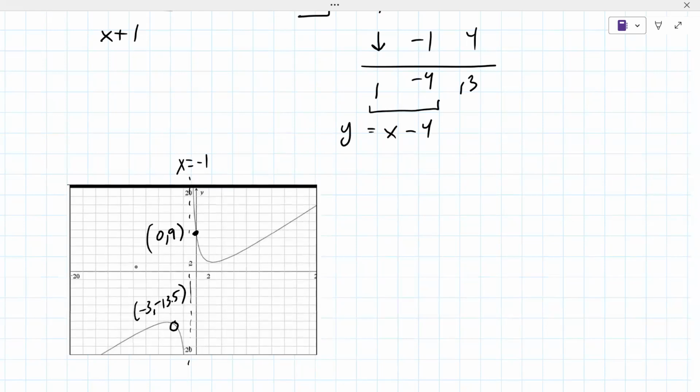All right. So with that, could you come up with the domain and the range for us, like you did in the previous problem?